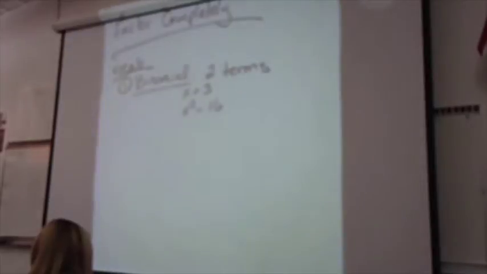Your first one is binomial. And when you see binomial, I want you to think bicycle, because a bicycle has two wheels. So a binomial has two terms. In other words, you could have an x plus 3 or x squared minus 16. All of the difference of squares, all of the cubes from last night were all binomials because they had two different pieces.